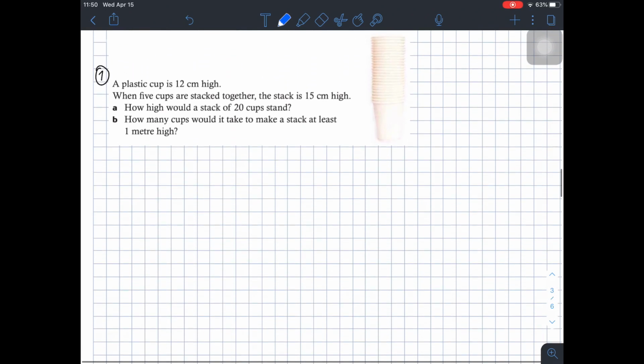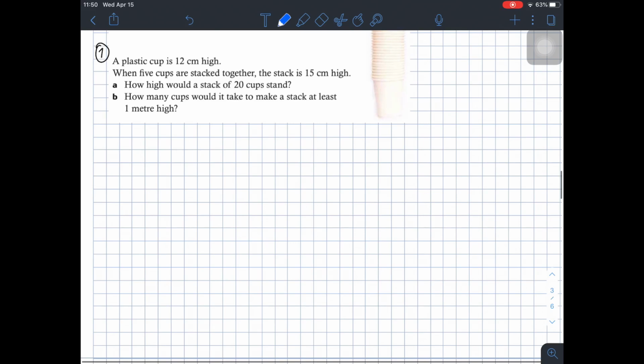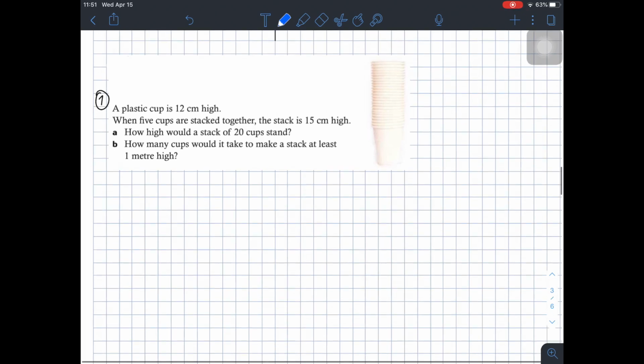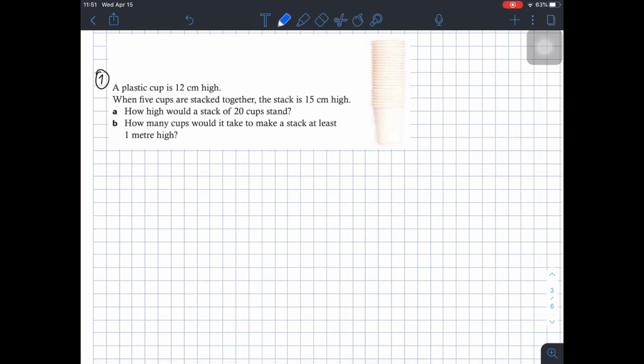Okay, now let's see this problem. It says a plastic cup is 12 centimeters high. When 5 cups are stacked together, the stack is 15 centimeters high. How high would a stack of 20 cups stand, and how many cups would it take to make a stack at least 1 meter high? Okay, so let's try to solve this problem without using the concepts of sequences, first of all. So we're going to try solving this without knowing sequences.